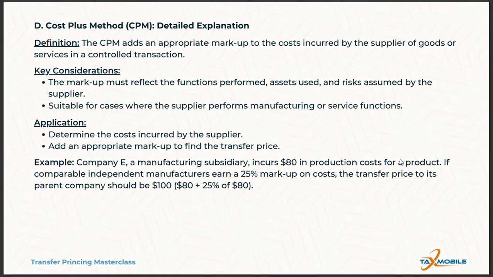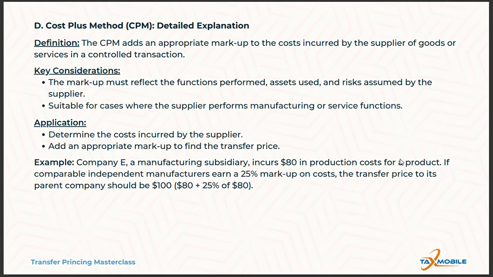Now, how to use this? With respect to the application, you need to determine the cost base. You need to identify the direct and indirect costs incurred by the supplier. You need to apply an appropriate markup, a markup that reflects what independent companies would charge for similar products or services. Adjustments should be made for any functional differences. Consider differences in functions performed, risk assumed, and assets used between related and independent companies.